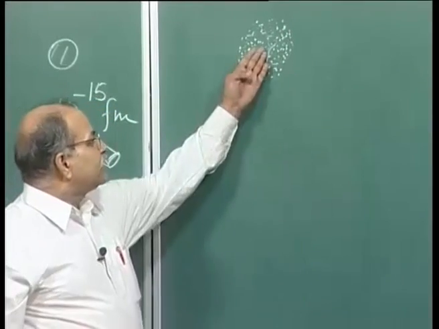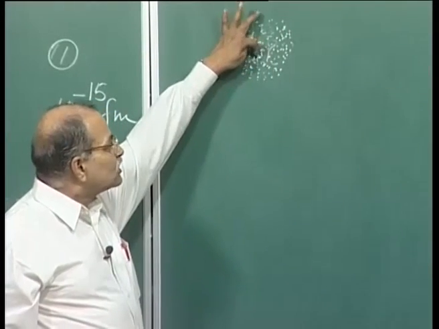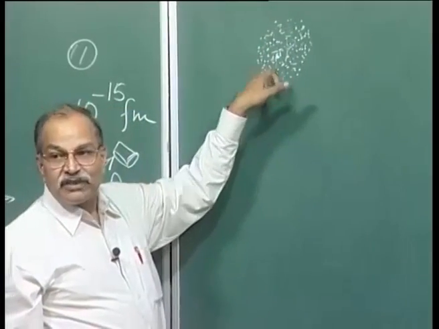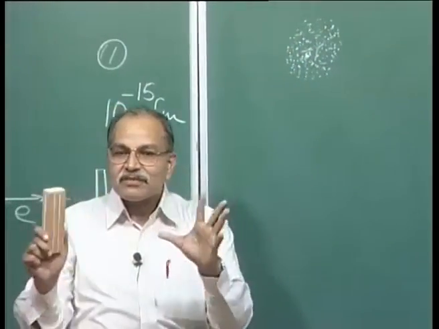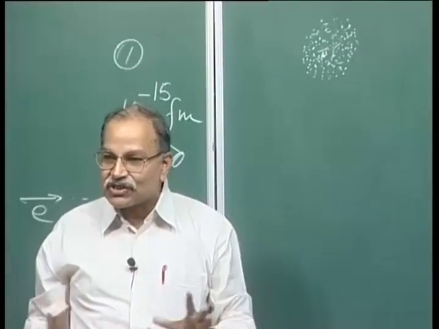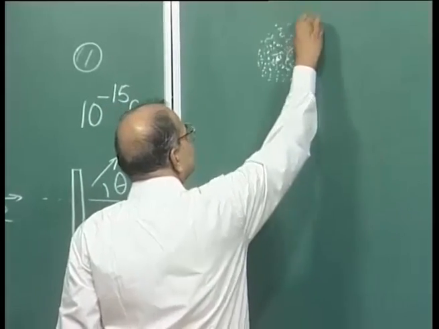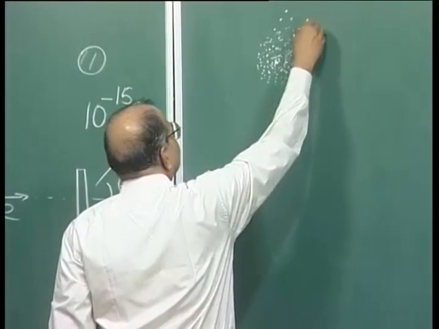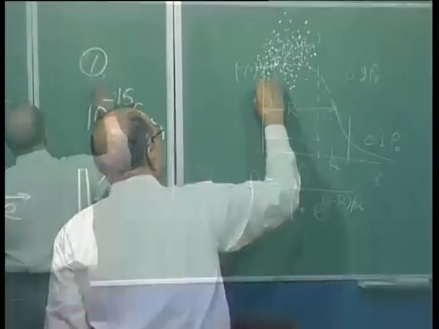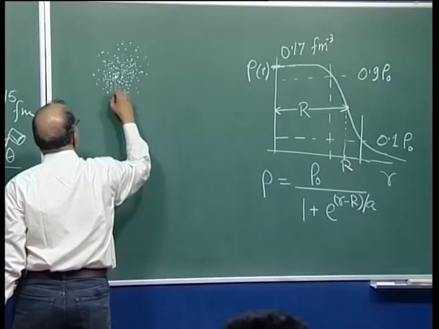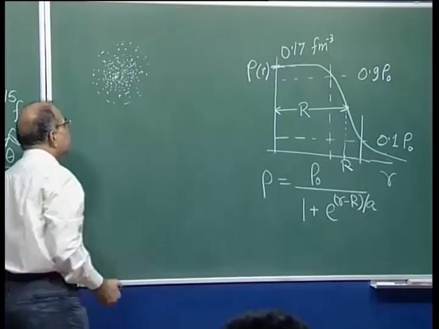So, whatever is here, the number of nucleons per unit volume is the same as the number of nucleons here. So, it is almost equally dense up to a certain distance, and after that the density starts decreasing, and then it goes to almost 0. So, this is the kind of nucleus.